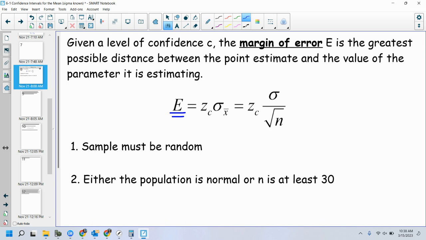Because that is, and this is why we had to learn the sampling distributions of sample means. That's the sigma of sample means, not sigma of my population. No. That's sigma of sample means. And how do you find sigma of sample means? Sigma divided by square root of n.